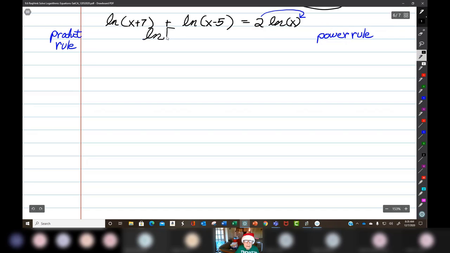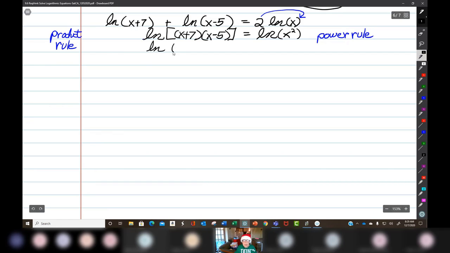Ln of x plus 7 times x minus 5. So we have the ln of x plus 7 times x minus 5 equals the ln of x squared, x raised to the 2 power. Now we have the ln of an argument.